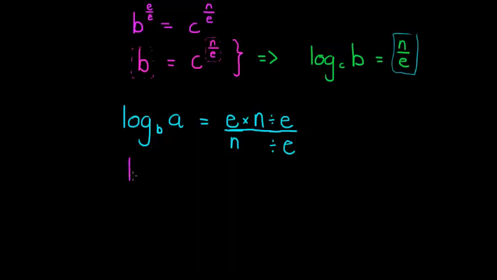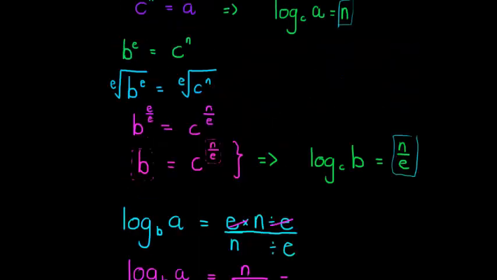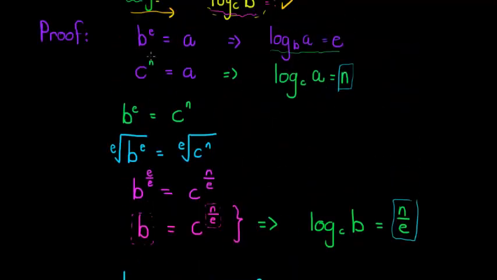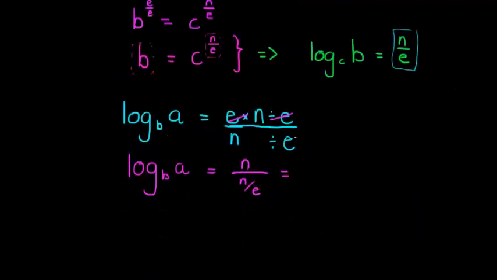What do we have now? So we have log base B of A is equal to, and here we have E divided by E is just 1. So I've got N left in the numerator, and in the denominator I've got left N over E. Okay, but I know what N is. Remember what N was? Right in the beginning we said N is the exponent I should give C to equal A. So N is the log base C of A. So I can replace that. N can be replaced with log base C of A.